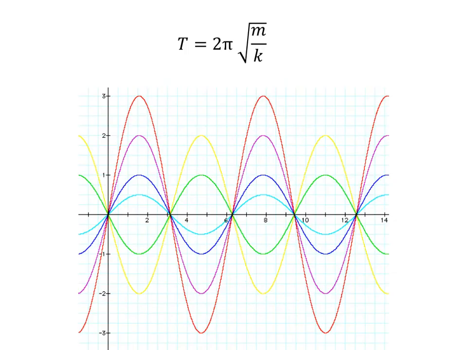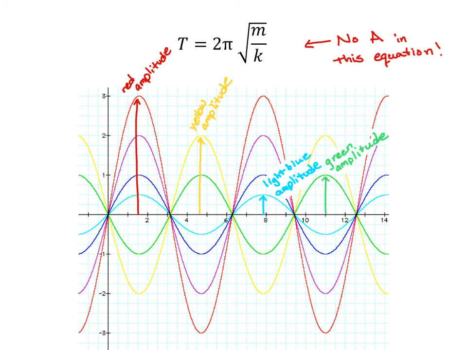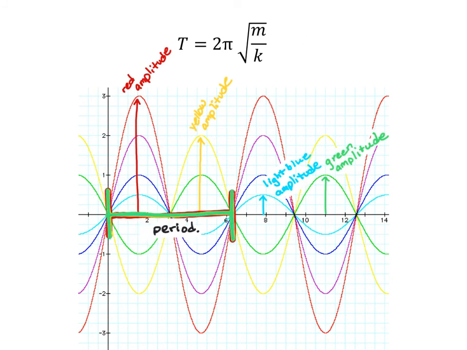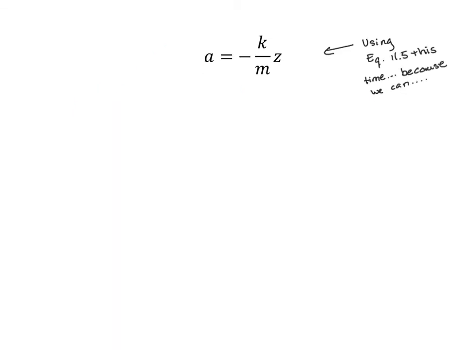As the textbook emphasizes, the period is not dependent on the amplitude. One way to look at it is to look at a plot like this, where there are several oscillations and each oscillation has a different amplitude, but they all have the same period. So clearly, the period cannot be dependent on amplitude. Still, for a lot of people, the fact that the period is not dependent on amplitude can be counterintuitive.